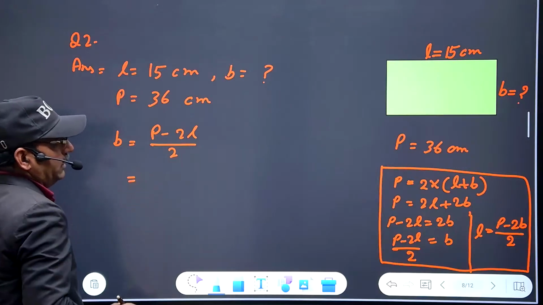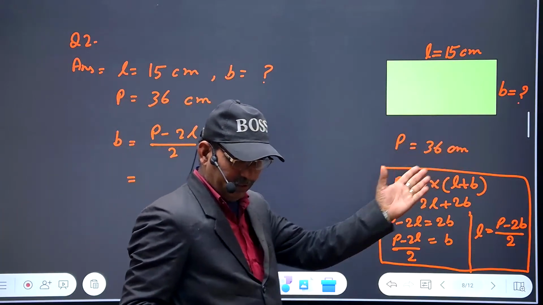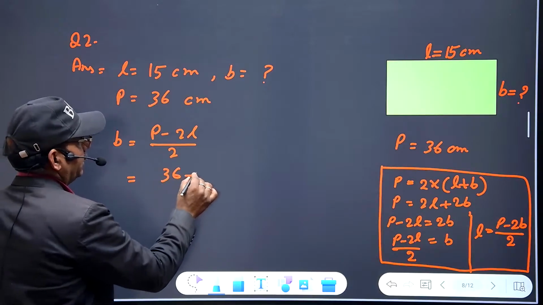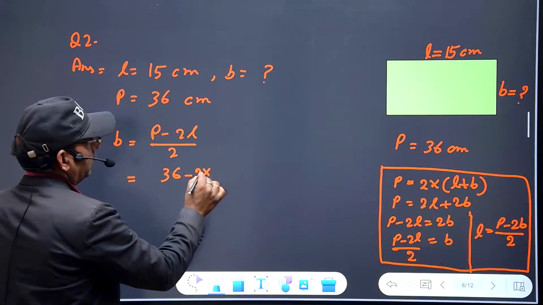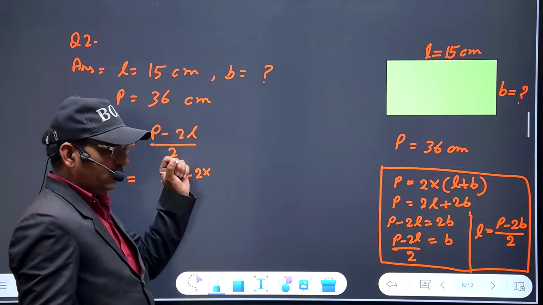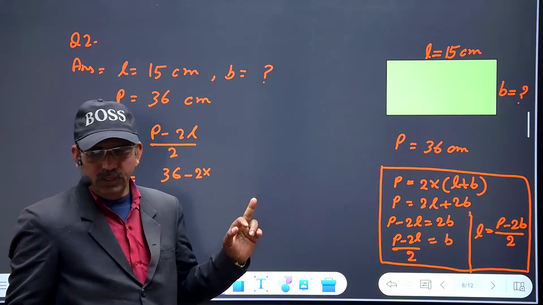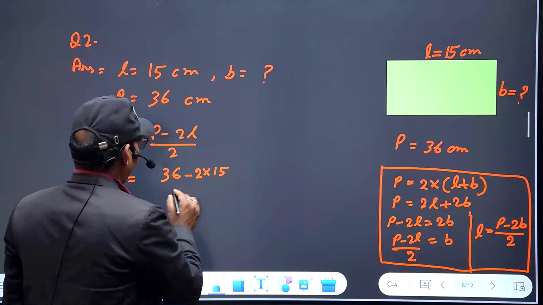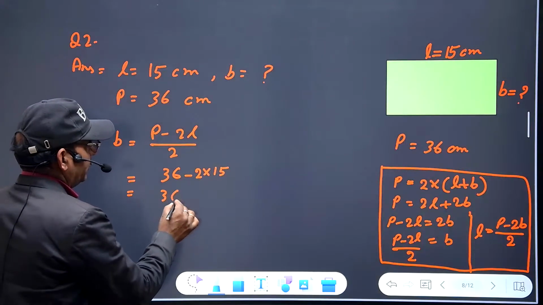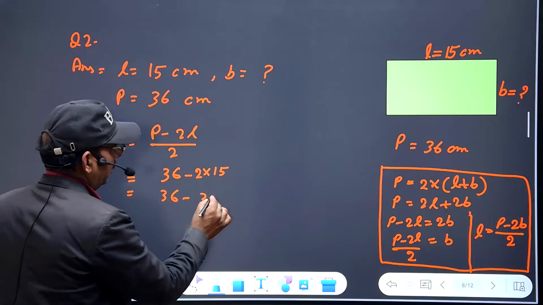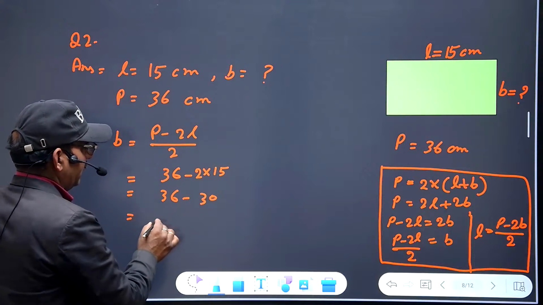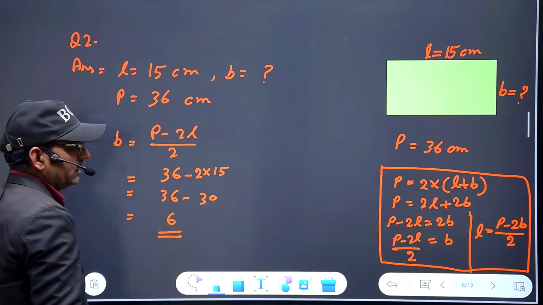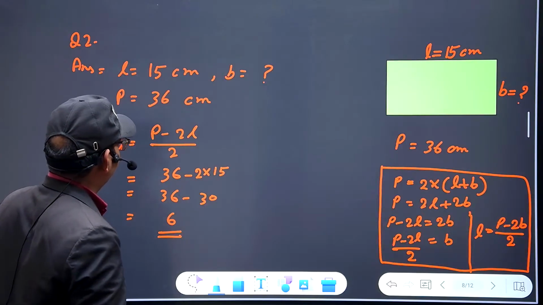Right? What is the perimeter? Perimeter is given 36. So right here, 36 minus 2 into L. There is no symbol between 2 and L, what does that mean? 2 into L. Length is 15. So right here 36 minus 30, subtract it, what will you get? 6.